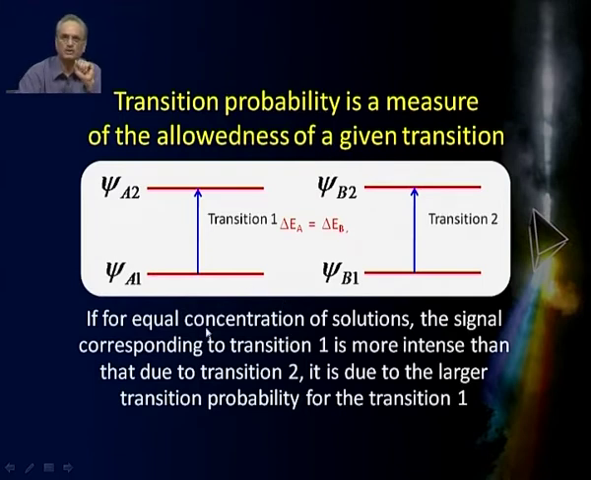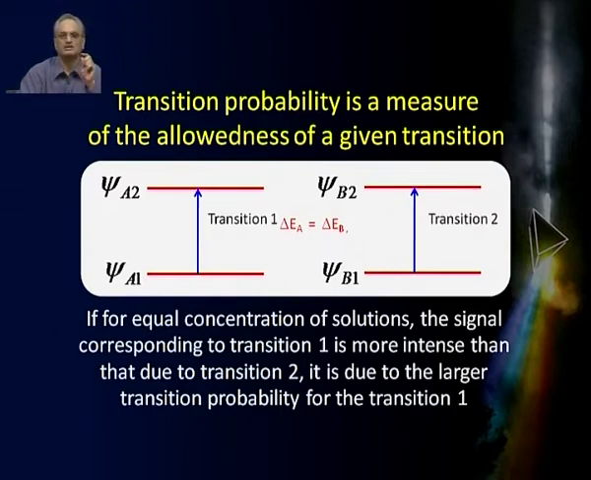What I am showing you here is one set of energy levels, say psi A1, psi A2, and another set of energy levels, psi B1 and psi B2. I am talking about transition 1 here and transition 2 here. I am just taking a hypothetical example. I have purposely chosen that the delta E values for the 2 transitions happen to be equal. That means the position is going to be the same.